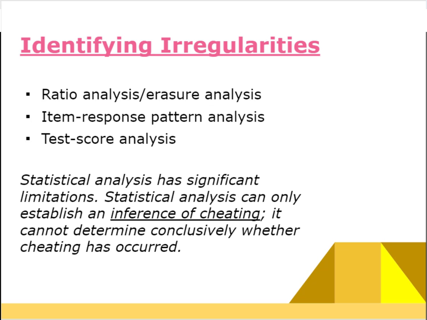You might wonder how testing companies are able to identify possible instances of cheating. There's different kinds. There's a ratio analysis where you're looking at erasure marks versus correct answers and seeing if there's a correlation between the two. There's also item response patterns analysis, all kinds of test score analysis. There's all kinds of statistical procedures they can use. Regardless of the statistical analysis that they use, it can only infer cheating. It's not proof of cheating.